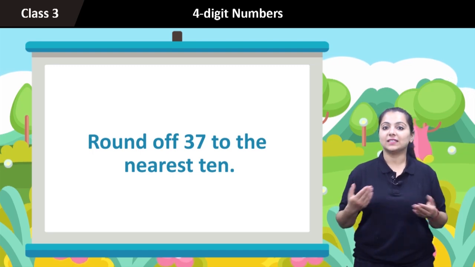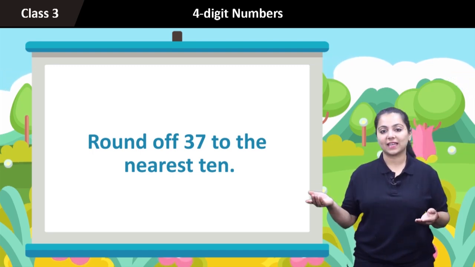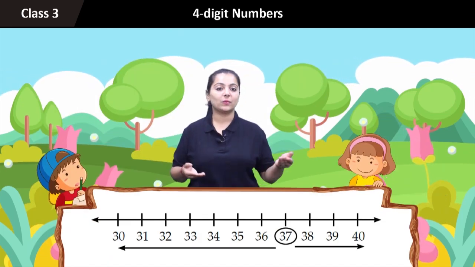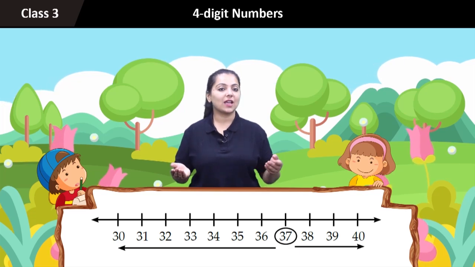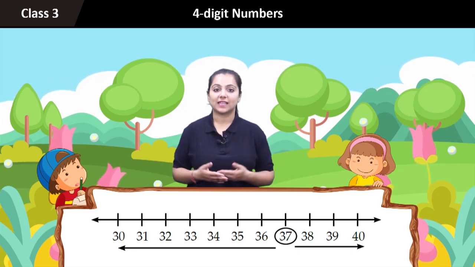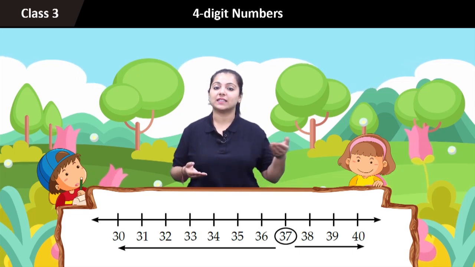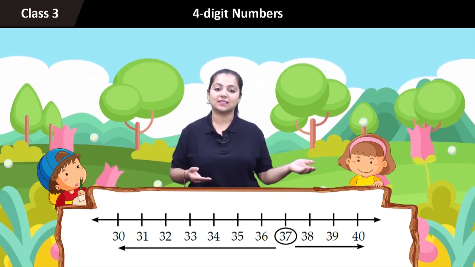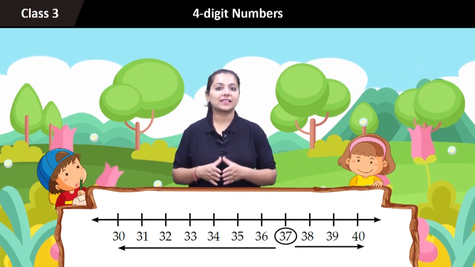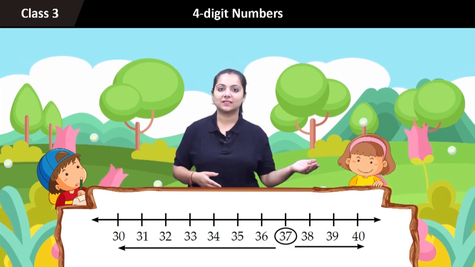Round off 37 to the nearest 10. Now, tell me which one is near, 30 or 40? Yes, 40 is nearer. So, 37 is nearer to 40 than 30. Thus, it is rounded off to 40.